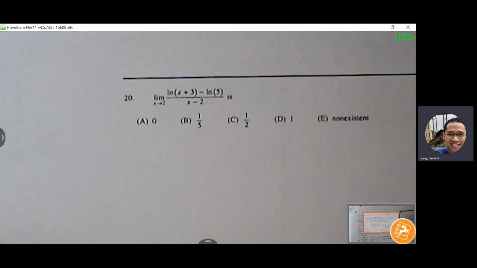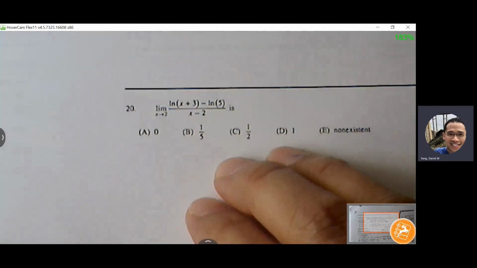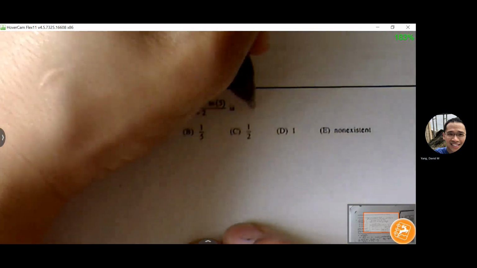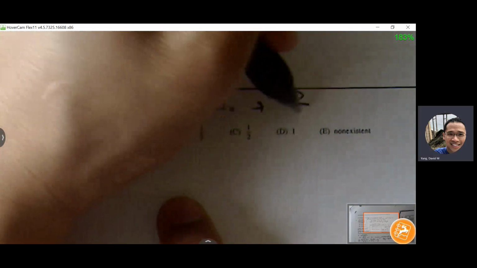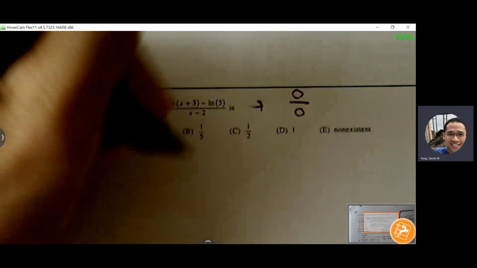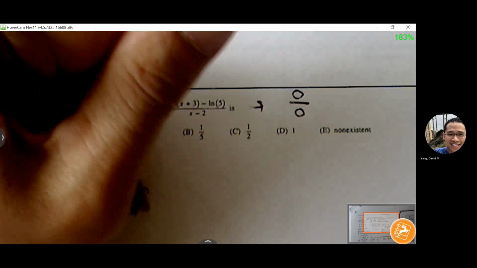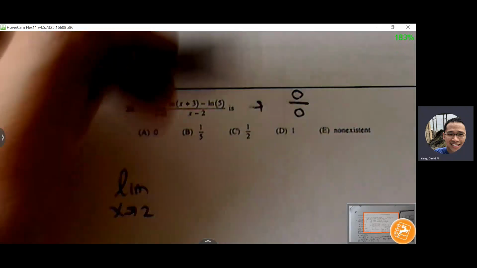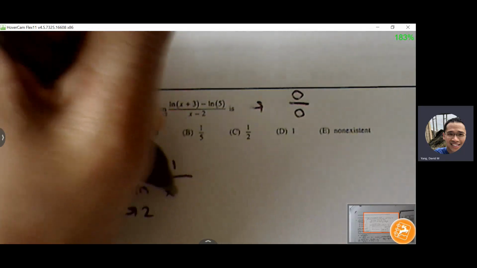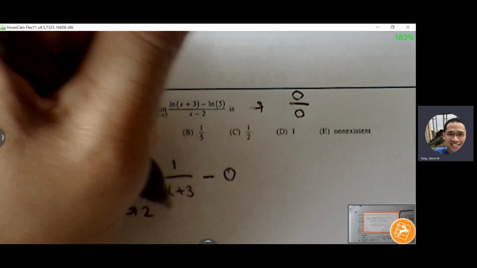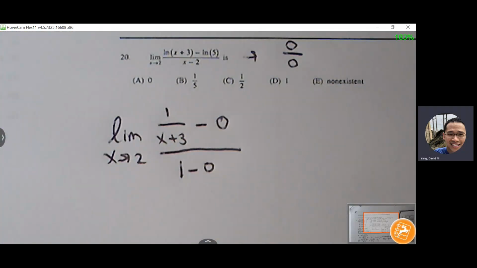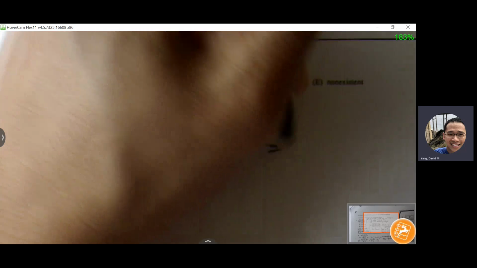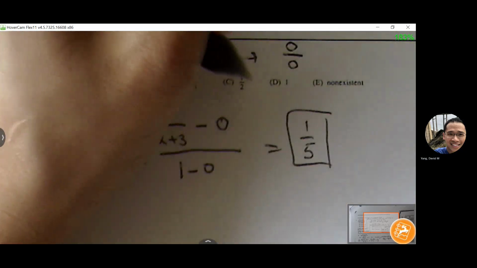Okay, number 20. Limit. If I see a limit problem, I'm always going to plug in my x value and see what I get. Like natural log of 5 minus natural log of 5 is 0 over 0. That indicates to me, okay, I can do L'Hopital's rule. So the numerator's derivative is just u prime over u, 1 over x plus 3. Natural log of 5 is a constant, goes away to 0. X's derivative is 1, -2 is 0. Okay, reevaluate, see if it gets me a real number. 2 in for x, I get 1/5 over 1, same thing as 1/5.